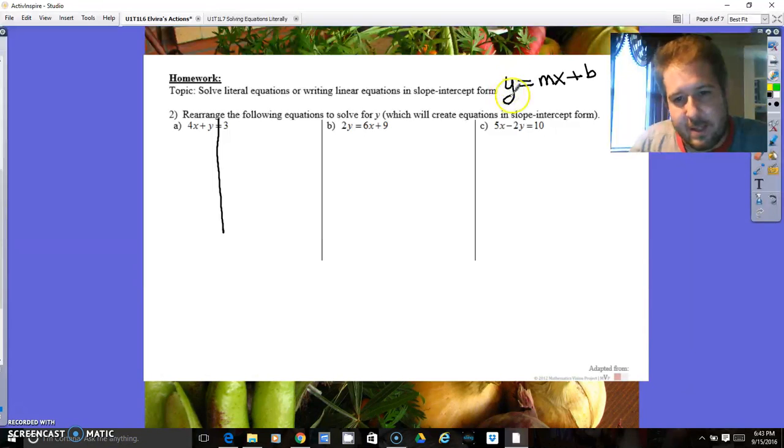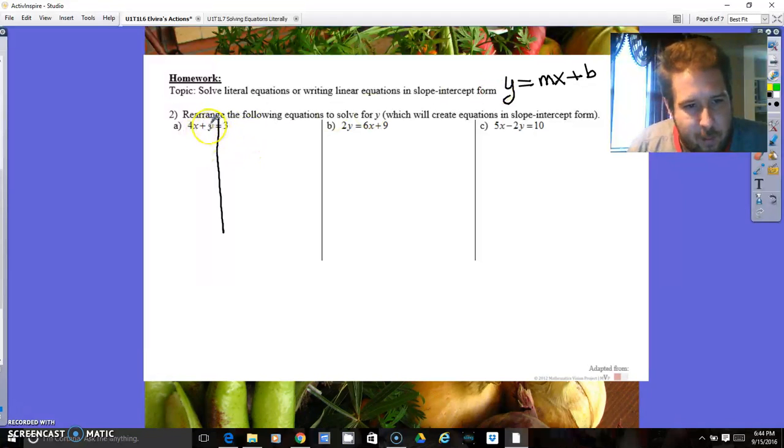Y is the output. That's the answer, or we think of that as the total. M is the rate of change. That's how much something is changing over time. And x is the input. That's the number that you're putting in. You can make it whatever you want. And the b is the starting point. That's wherever the pattern began.